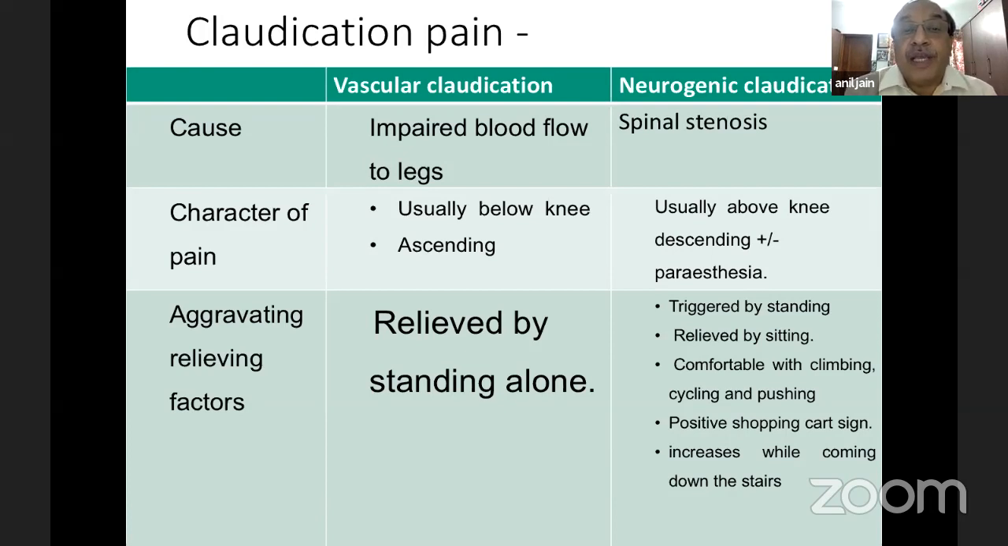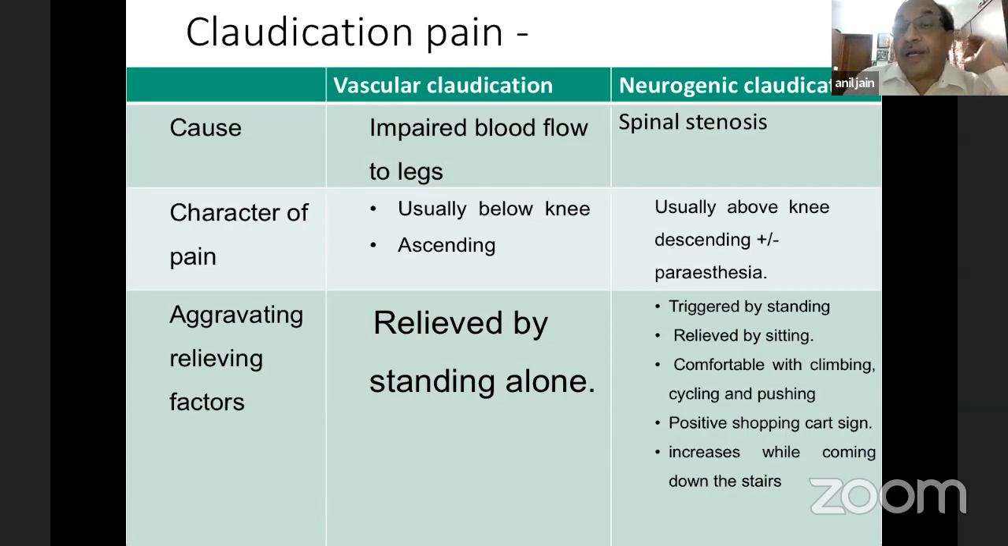Vascular claudication usually starts below the knee, and if you continue to walk, the pain increases upward. In neurogenic claudication, symptoms generally start from the back, from both sides of the buttocks, then go to the back of the thigh, the knee and below, and are generally associated with paresthesia. Now, there are certain aggravating and relieving factors. In vascular claudication, if the patient stands for a while and stops walking, they are generally relieved.